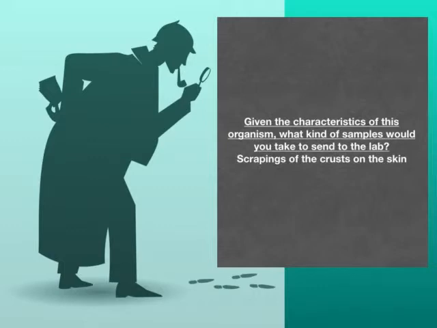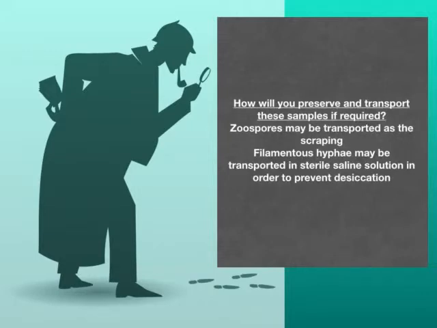Given the characteristics of this organism, what kind of samples would you take to send to the lab? Scrapings of the crusts on the skin may be used. How will you preserve and transport these samples if required? Zoospores may be transported as the scrapings. Filamentous hyphae may be transported in sterile saline solution in order to prevent desiccation.